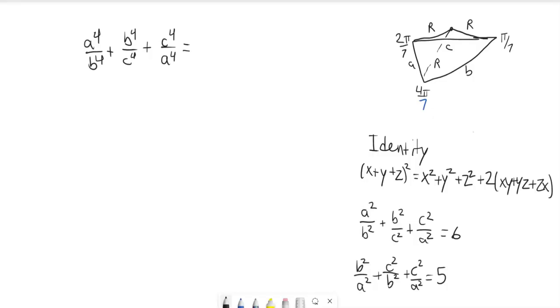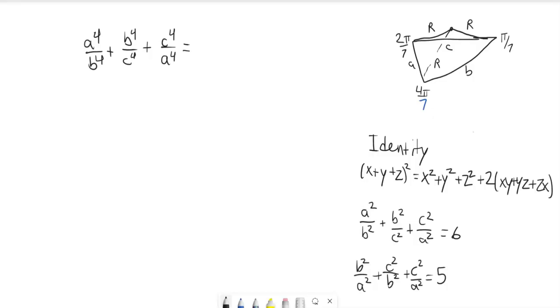This is part 29 in my Exploring the Heptagonal Triangle series, and I'm going to explore an analog version of a problem that I did a couple of videos back. Namely, it's the analog to b to the fourth over a to the fourth plus c to the fourth over b to the fourth plus a to the fourth over c to the fourth. This time we've reversed them. It's a to the fourth over b to the fourth plus b to the fourth over c to the fourth plus c to the fourth over a to the fourth. Now I'm going to solve this like I solved that problem a couple of videos ago.